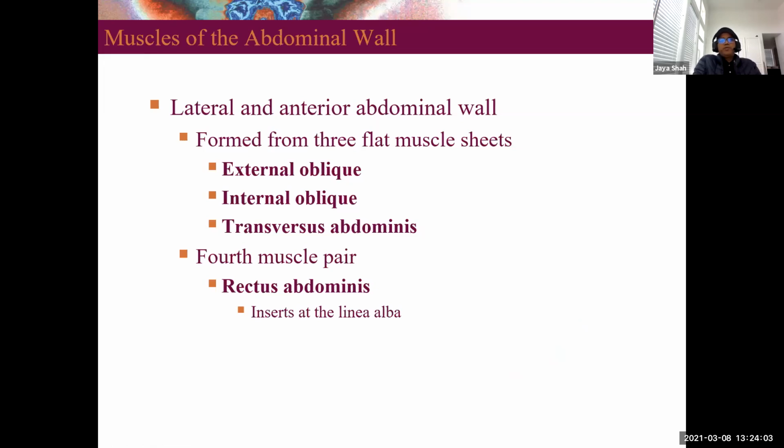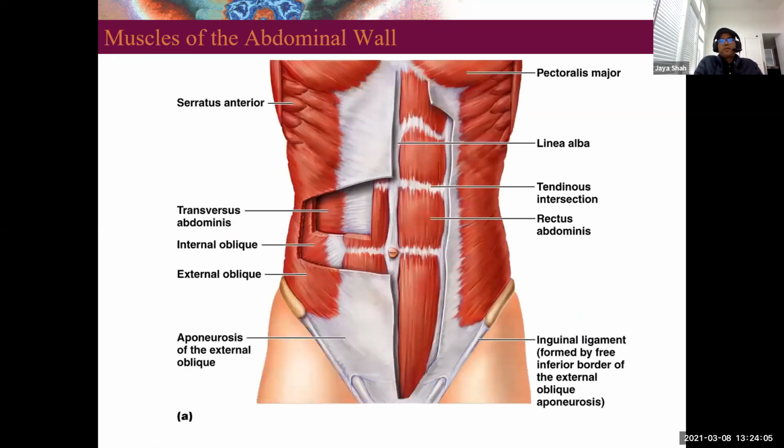Muscles of the abdominal wall. Earlier we talked about it. So the most superficial muscle is the external oblique. And these are the tendons of the external oblique. And their aponeurosis all become attached to the inguinal ligament, and then they insert on the pubic bone.